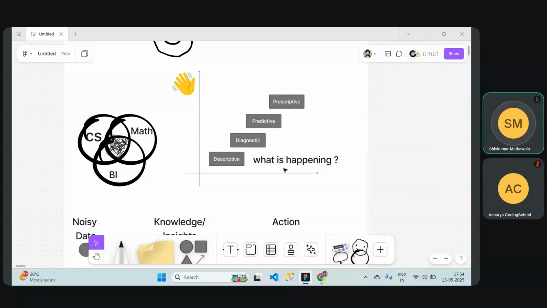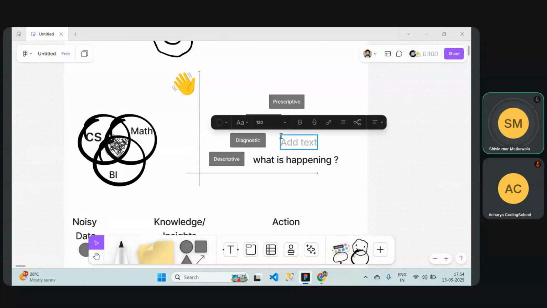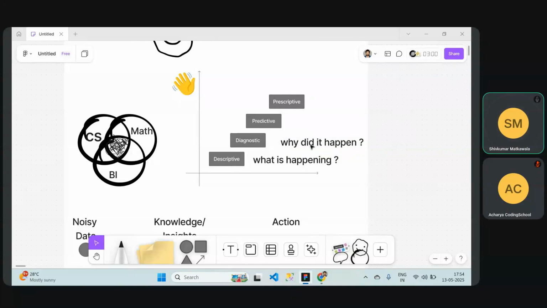Once the descriptive analysis is completed, then diagnostic: why did it happen? If something happened, like you got a loss, then why did it happen? This question will come into your mind. For this kind of question, you have to do diagnostic analysis.